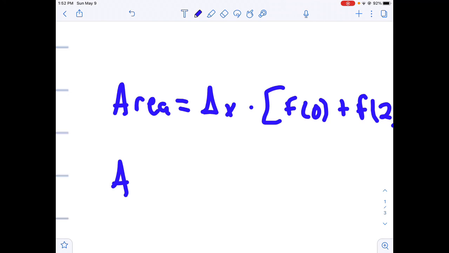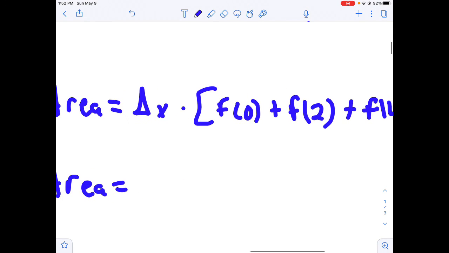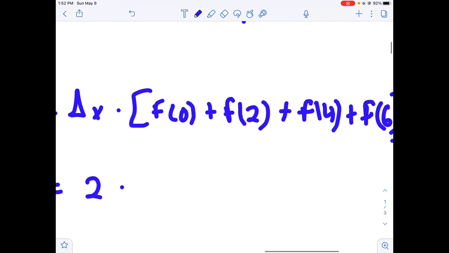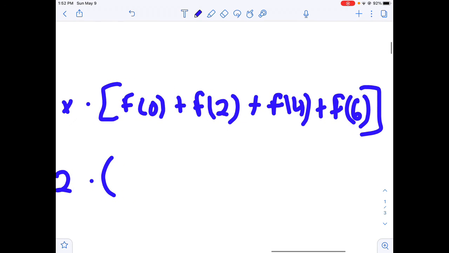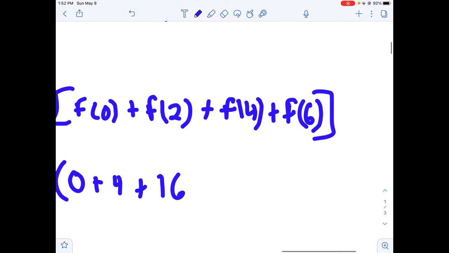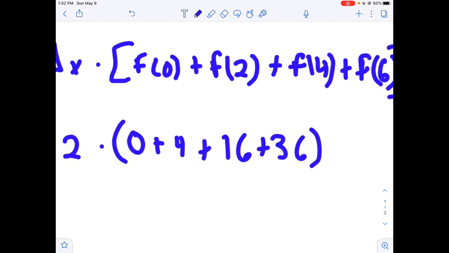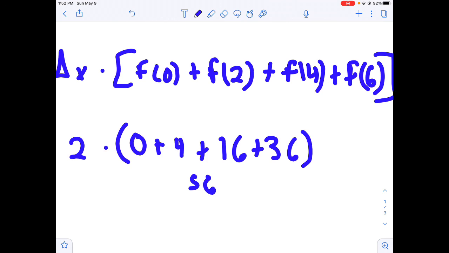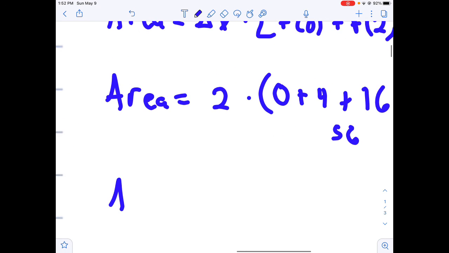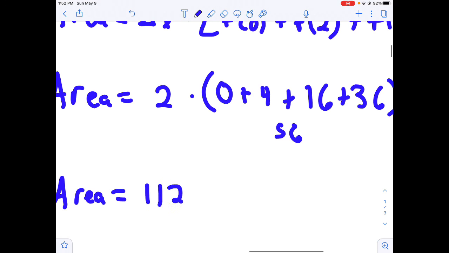And then we can plug in our numbers. So change in x equals 2 times 0 squared is 0, plus 4 plus 16 plus 36. And then that simplifies out to 56, and then times 2. So we get the area equals 112.